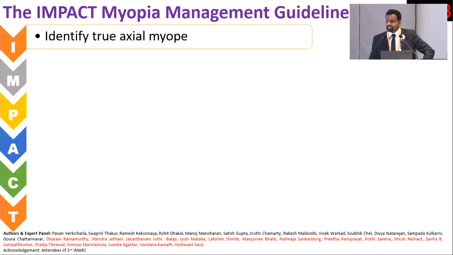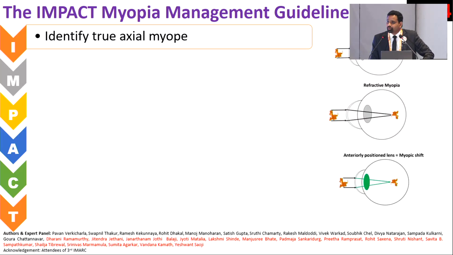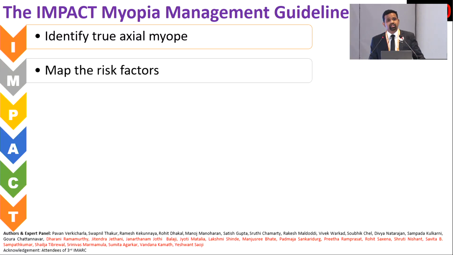The first one, like I've indicated, is I, which stands for identify a true axial myope. Eliminate all the cases of refractive or pseudomyopia. Given that myopia is multifactorial, map the risk factors. It is as simple as asking about their lifestyle, indoor, outdoor. If you have a retinoscope, you can look at the accommodation, you can look at the phoria, because that will help you decide what treatment you want to give.